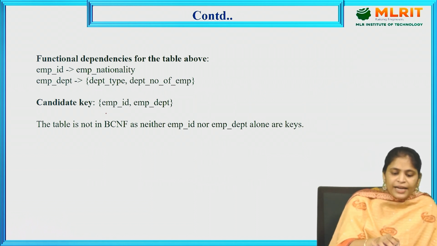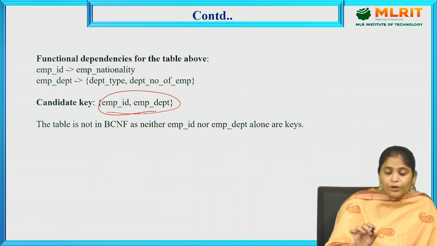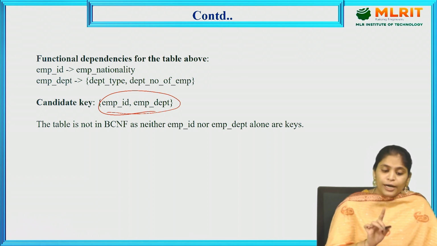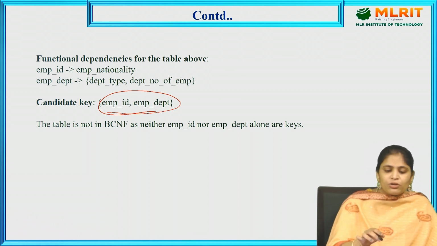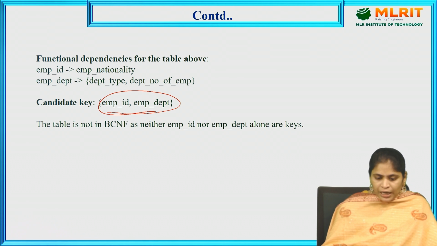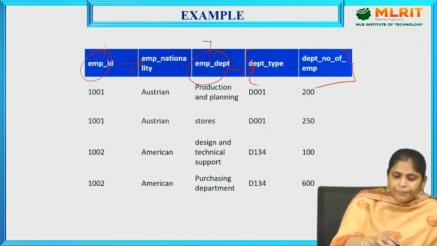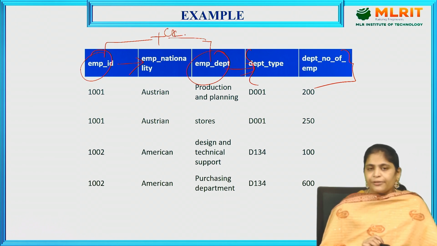So what is the candidate key here? Employee ID and employee department, both combined, are the candidate key, because only combined can we derive everything. So employee ID and employee department together act as the candidate key here.